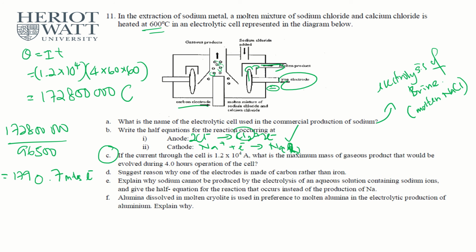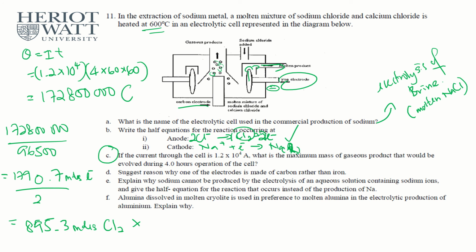Got that? So from the equation here, 2 moles of electrons to 1 mole of chlorine gas produced, right? So 2 to 1 means you're going to divide by 2. You will get the mole of chlorine, 895.3 moles of chlorine gas. They want mass, so multiply with the molar mass of chlorine, 35.5 times 2, you get 71.